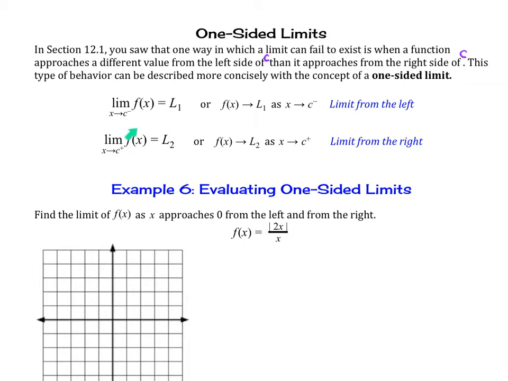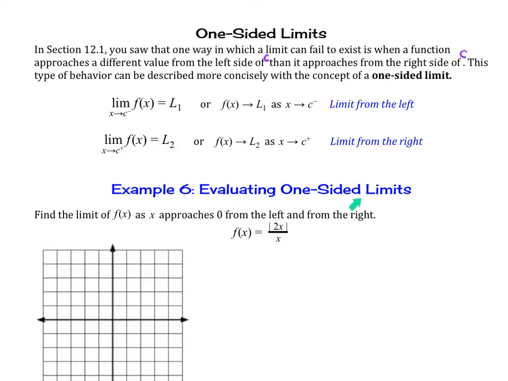So here is our c value here. The limit of f of x as x approaches c from the left equals L sub 1. It can be written in this way as well, but we usually see it this way in this textbook. Now this is the limit from the left. The limit from the right, then, is the limit of f of x as x approaches c from the right equals L sub 2.